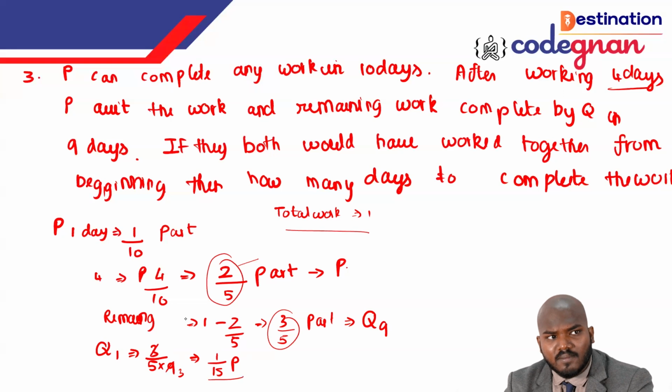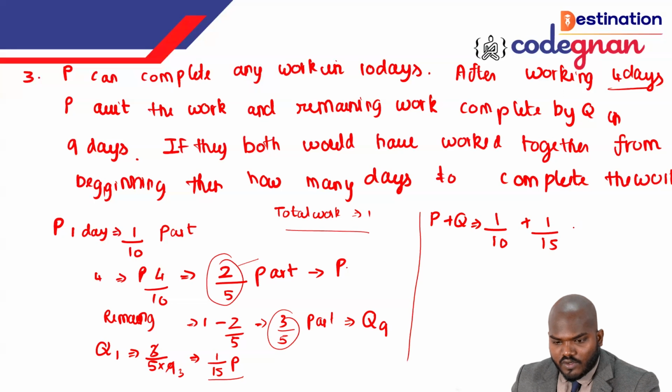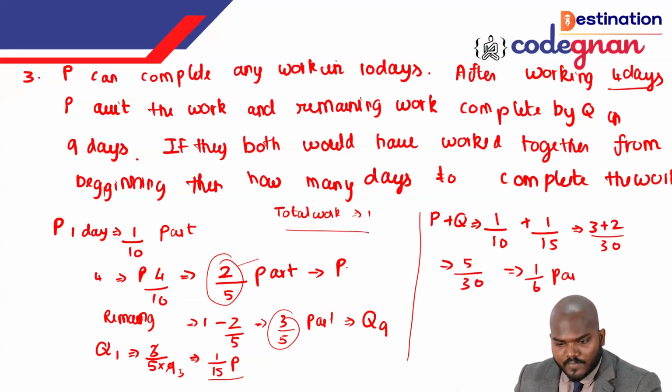So now you just simply add the values and get the answer. If they are working from the beginning, that is P plus Q. P's 1 day work is equal to 1 by 10 and Q's 1 day work is equal to 1 by 15. Obviously the LCM is 30 here. If you take 30, it will give you 3 plus 2 by 30. If you solve this, it will give you 5 by 30, so that will give you 1 by 6 part.